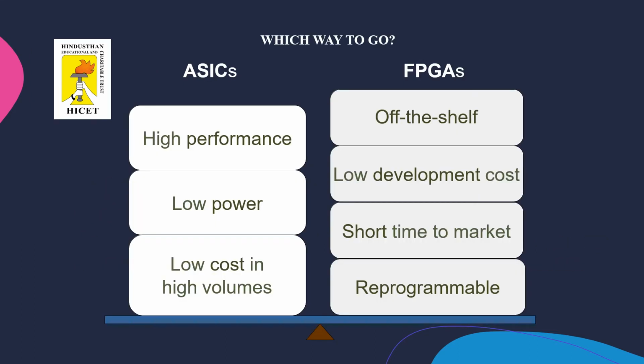Here comes the question: what is the difference between ASIC and FPGA? ASIC is application specific integrated circuit. FPGA is field programmable gate array. The major difference between these two devices is that ASIC provides very high performance, low power and low cost in high volumes. Whereas FPGA is used for low development cost. It is reprogrammable. This is the major advantage of using FPGA.